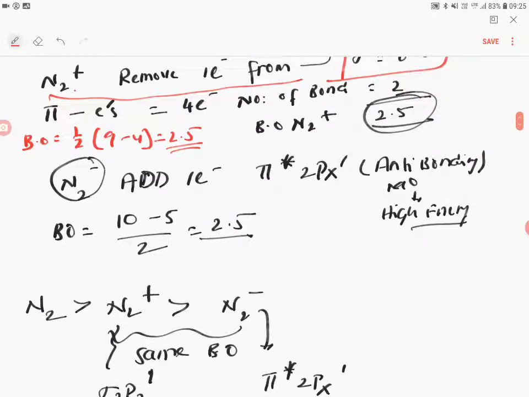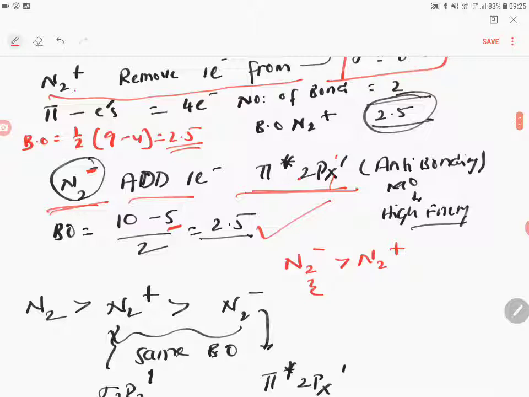Now compared to N2 minus, when you add one electron, it will always go to the highest antibonding orbital. So this will reach pi star 2px1, and the antibonding molecular orbital has high energy. So adding one electron to antibonding, the bond order will become 2.5 here. But the number of electrons in N2 minus is greater than in N2 plus. Because of this, N2 minus will have greater electronic repulsion, which is not there in N2 plus. Because of this reason, N2 plus has greater bond strength. Despite having the same bond order, N2 plus has a greater bond strength. Then comes N2 minus. Therefore, this is the decreasing order.